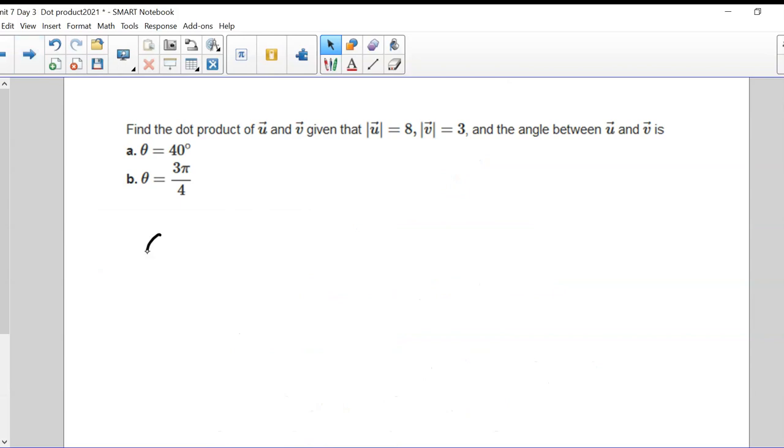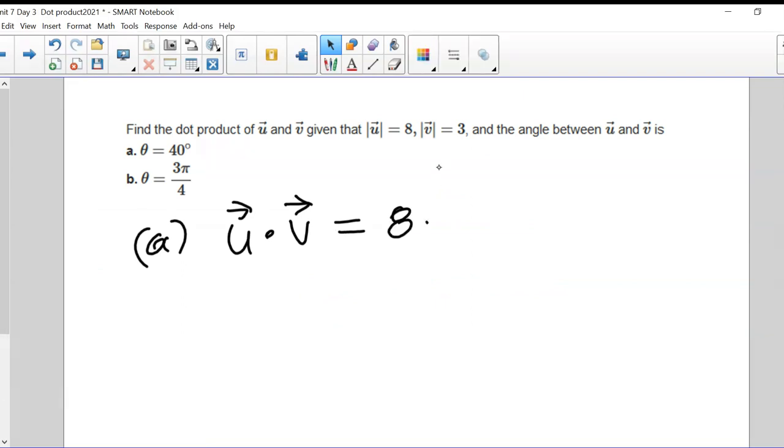So in this case, for A, vector u dotted with vector v is going to be equal to the magnitude of u, 8, times the magnitude of v times the cosine of 40 degrees. Okay? As easy as that. Literally as easy as that. Last time was cushy. I'm going to ask the following person to get the calculator out and tell us what this answer is. Very simple to just plug into the calculator.